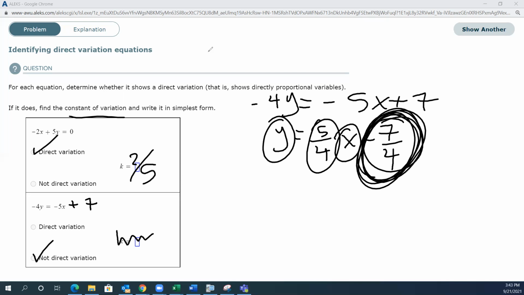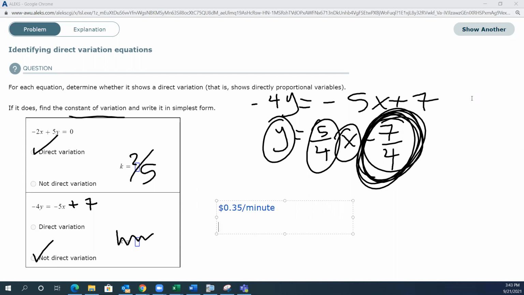There's this extra pesky number going on. It'd be kind of like saying, hey, I'm going to make a long distance phone call, and that long distance phone call is 35 cents per minute. Cool. That's direct variation, because the cost, or y, is completely dependent on one thing: how many minutes.